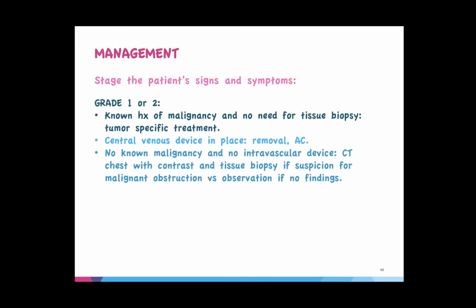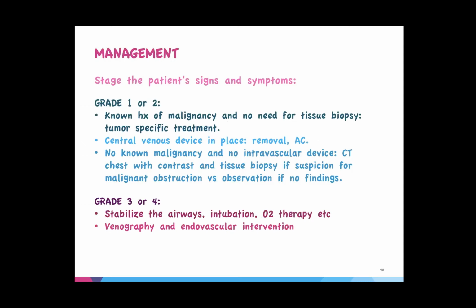And then again, this is not something you really need to know, but in general, it depends on how severe the symptoms are. If it's grade 3 or 4, this means the patient has stridor, confusion, syncope. This is where you stabilize the patient, you intubate the patient. While grade 1 or 2 means that the patient has the classical dyspnea, edema, and then depending on what we're thinking, we're going to decide. If we know that this patient has cancer, the oncologist will probably give them treatment. If we know that there's a catheter placed there and that's just a thrombus, you will have to remove it and so on. So you just have the time to decide what's the best treatment.